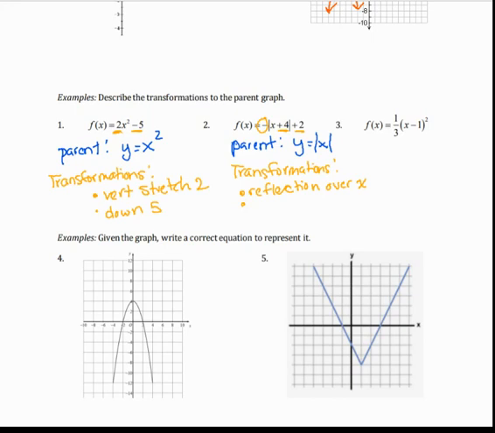The +4 is directly attached to that x. So when it's directly attached to the x, it affects the x-axis, aka horizontal change, and adding 4 moves it to the left 4. And the +2 is at the end. That's a vertical transformation, and that's going to move it up 2. Okay, you try number 3 now.